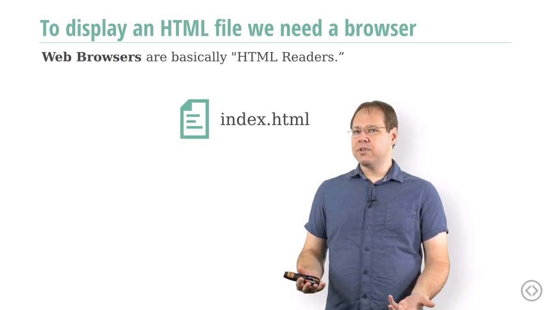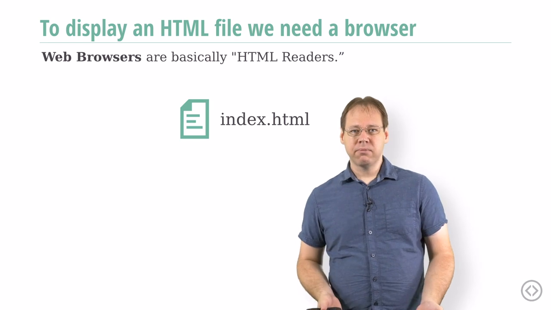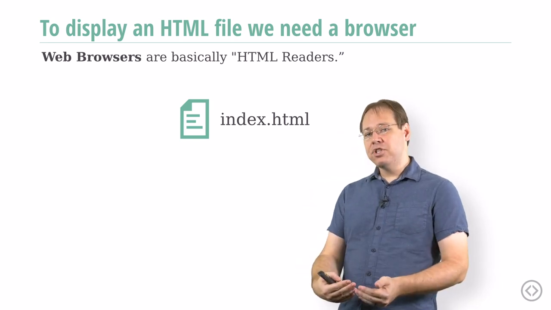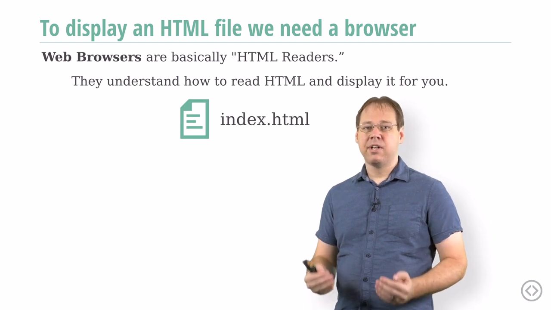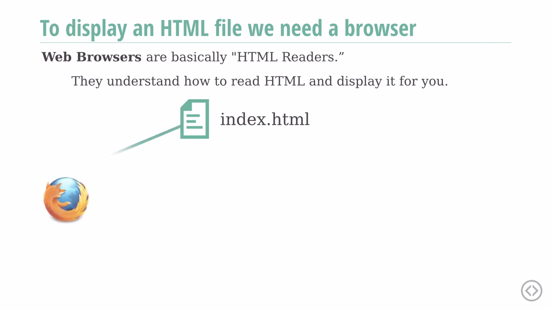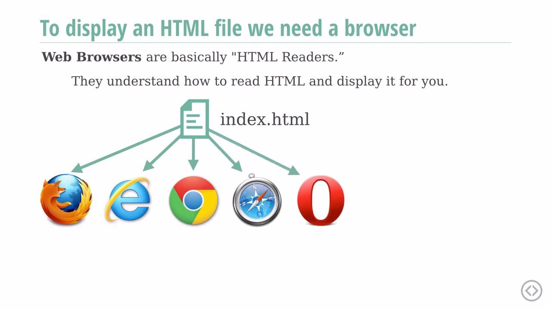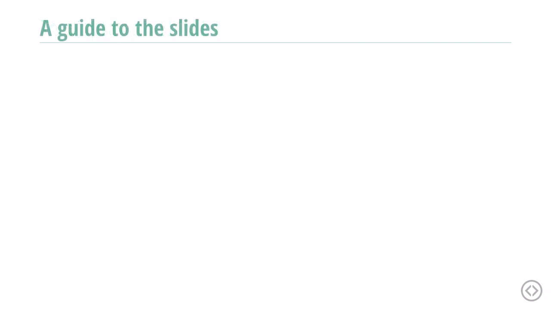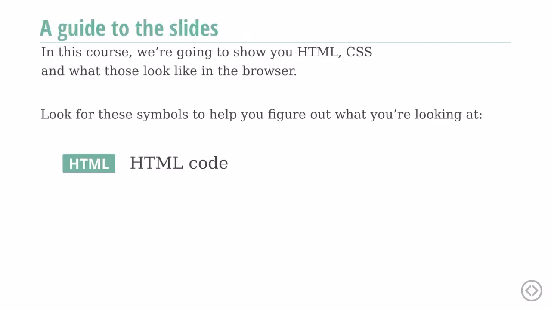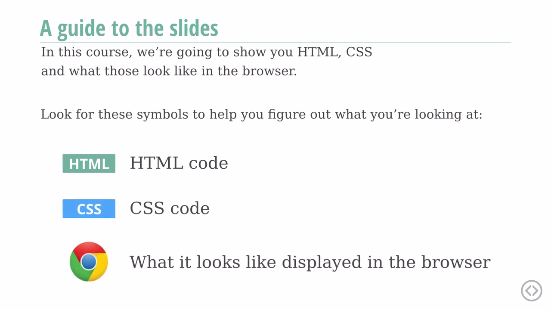So a web browser is really just an HTML reader. The browser takes in some HTML and knows how to display that markup language properly on the screen for you. And hopefully that markup is displayed the same no matter which browser you use. At least that's the idea. In this course, we'll be showing you HTML code, CSS code, and the way that the browser displays them. So keep an eye out for these symbols so you always know the type of content that you're looking at.